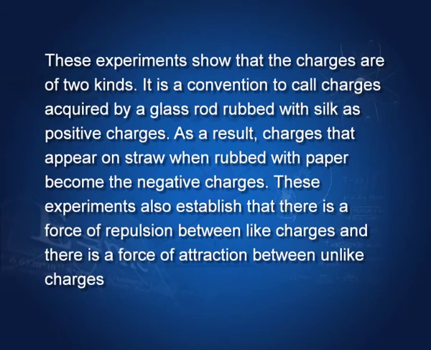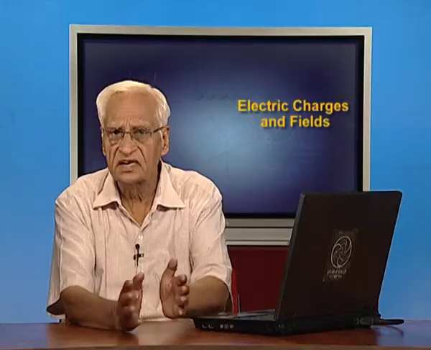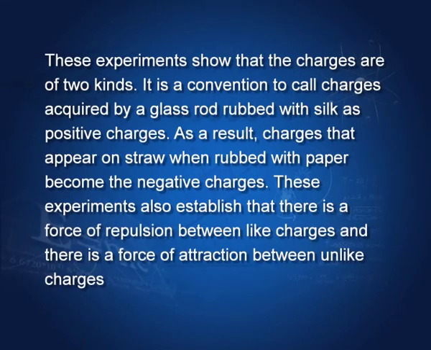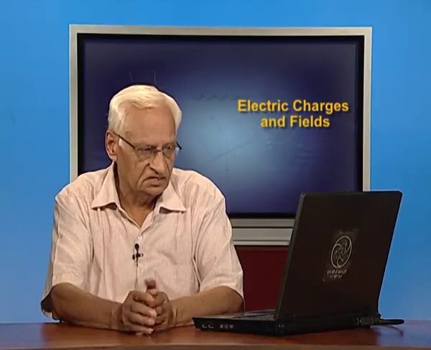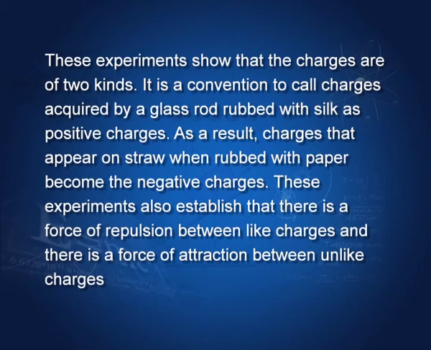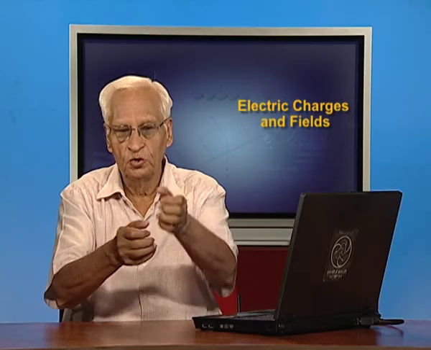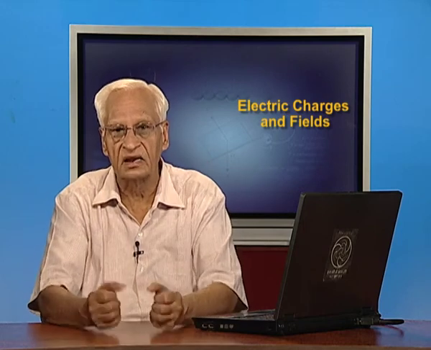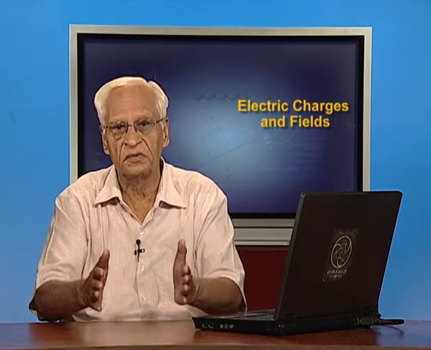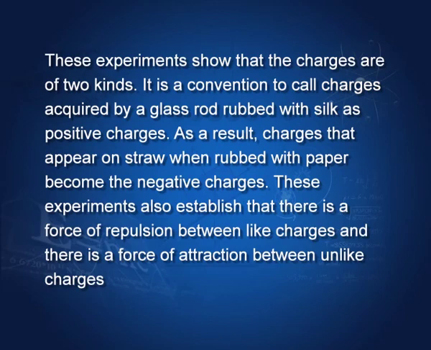One, that the charges are of 2 kinds. It is convention to call charges acquired by a glass rod rubbed with silk as positive charge. It is just a convention. As a result, charges that appear on a straw when rubbed with paper become the charges of the other kind, which is negative charges. These experiments also establish that there is a force of repulsion between like charges. That is, as I told you, if we have 2 straws charged in a similar manner, then they repel each other. So, there is a force of repulsion between charges of the same kind.